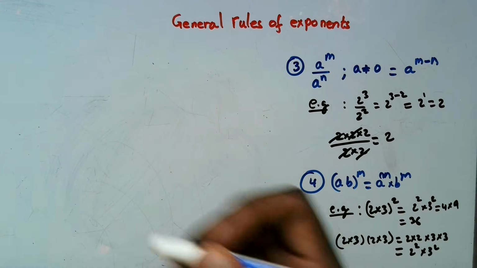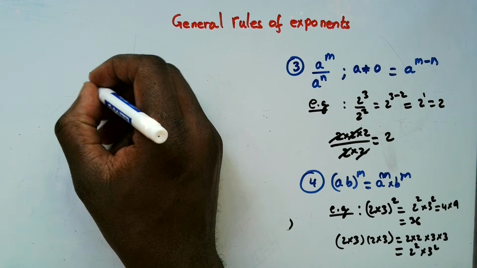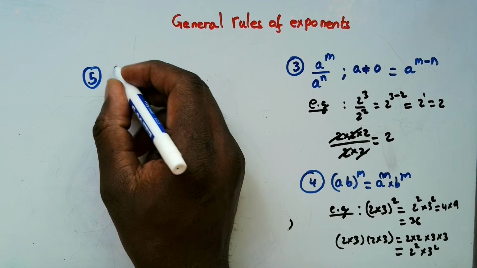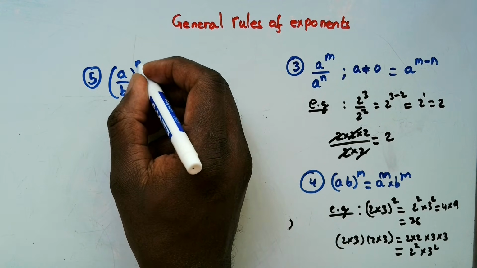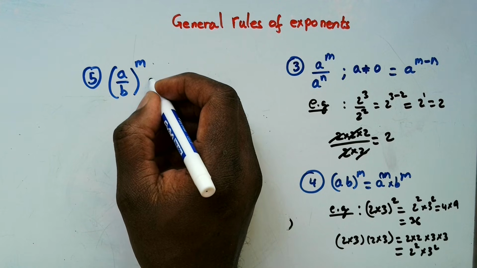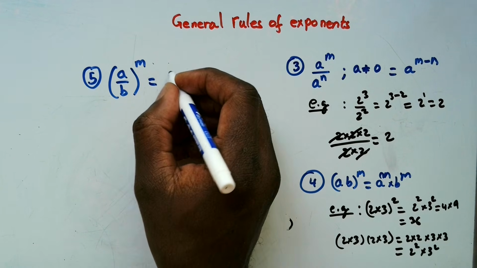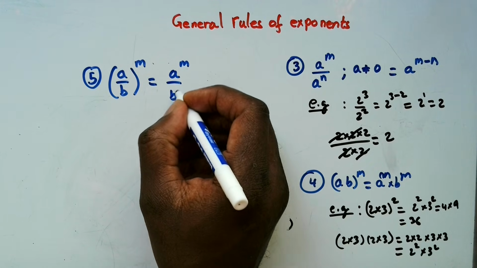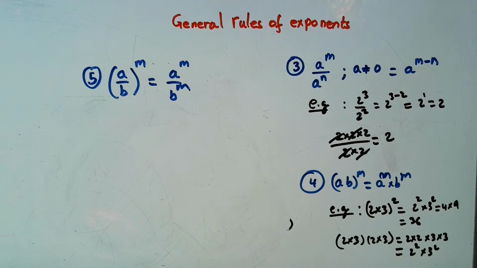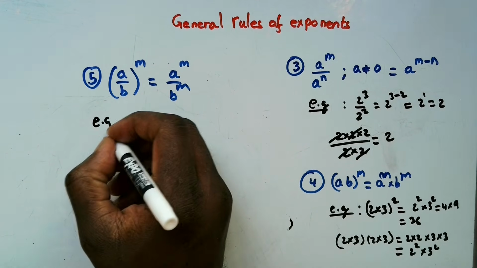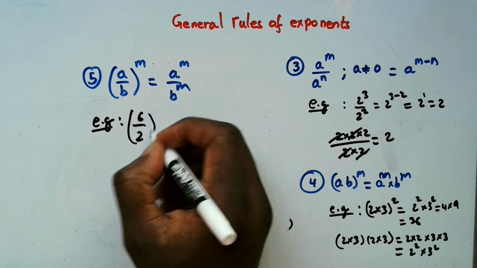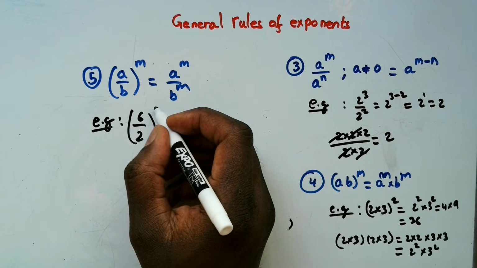So the fifth rule, number 5, is when you have two different bases divided by each other and raised to some same power, the power distributes once more. So it's going to be a to the power m over b to the power m. Now an example of this, we can have, for instance, 6 divided by 2, that's squared.